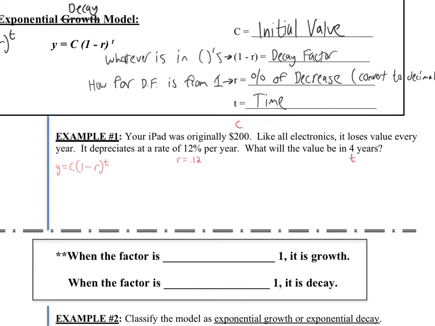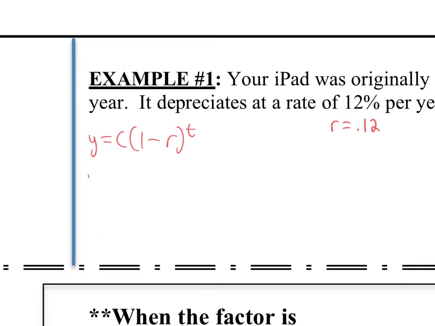Our time is 4. I should have actually asked, are we looking for the ending amount, which is y, or are we looking for the initial amount, which is c? Well, if it was originally $200, we know what c is, and we're looking for y. We're looking for the ending amount, the ending cost or value of the iPad, right? So we're not looking for the initial amount here. All right, let's plug in what we know now. So we have y equals 200 times 1 minus 0.12, all to the 4.